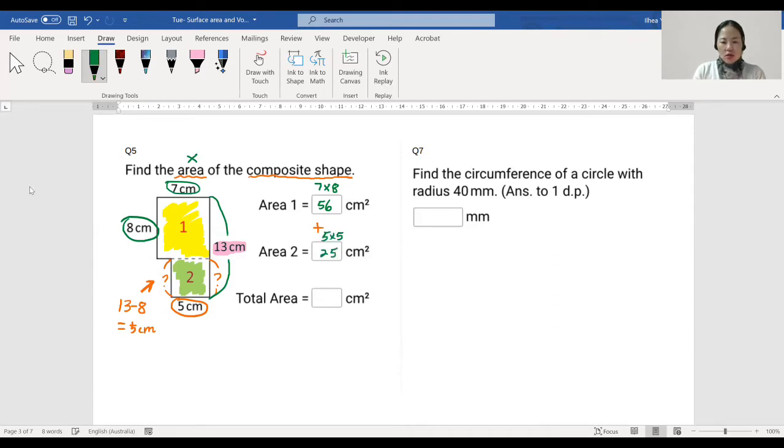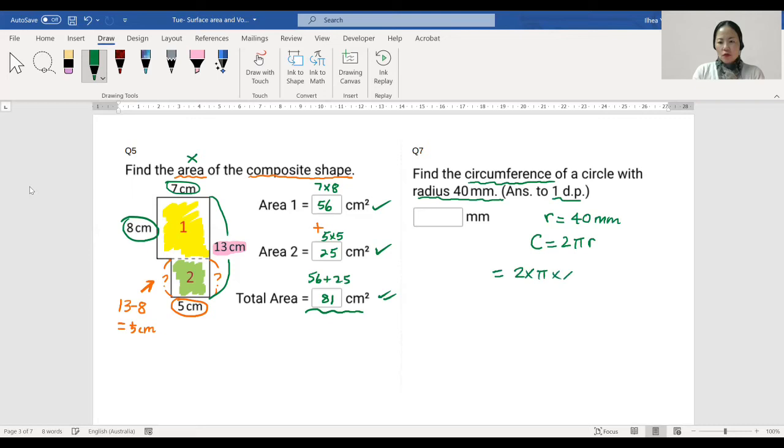For total, I just need to add them both. 56 plus 25 will give me 81. So that's my answer. Okay, question 7. Find the circumference. Okay, we're back to circumference now of a circle with radius 40 millimeters and answer in 1 decimal place. What's the formula for the circumference? 2 times pi times radius. Excellent. 2 pi r. And my radius, Mandy, what's my radius from the question? 40 millimeters. So 2 times pi times 40.